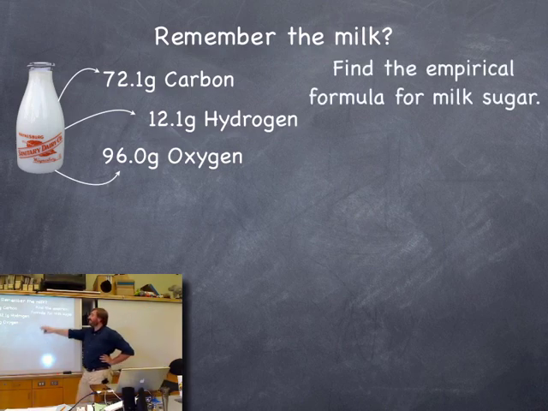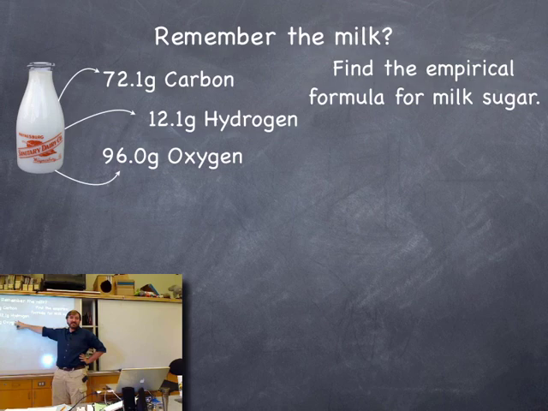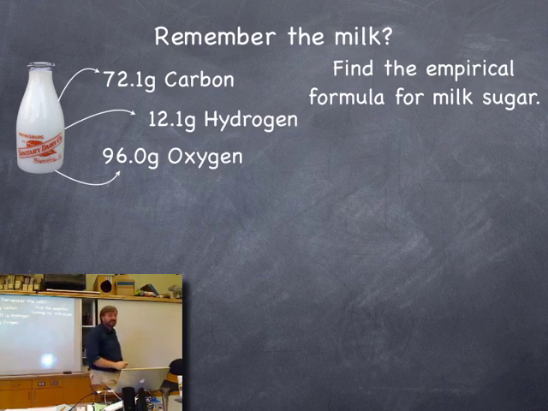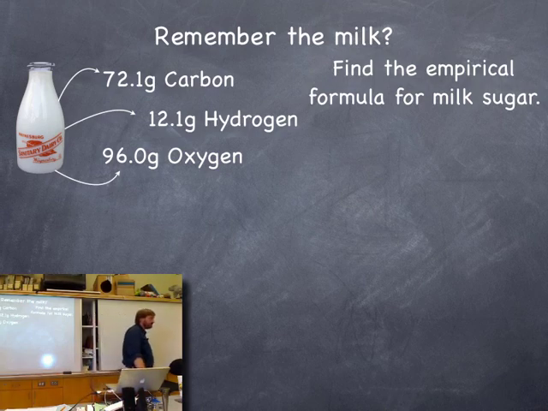So remember our sample of milk, the sample of milk that Jimmy analyzed, we got 72.1 grams of carbon, 12.1 grams of hydrogen, 96.0 grams of oxygen. What's the empirical formula for that compound in the milk? That milk sugar. You tell me.